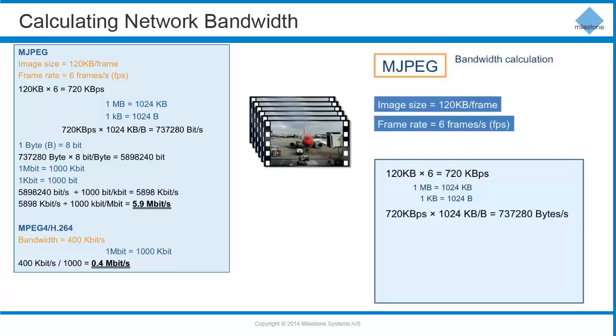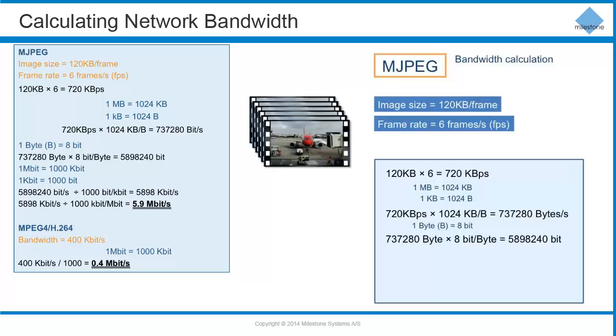737,280 bytes. Next, we need to convert our bytes into bits. There are 8 bits in a byte, so our 737,280 bytes equal 5,898,240 bits. The last step is getting this large number into a more workable, usable number for our application.